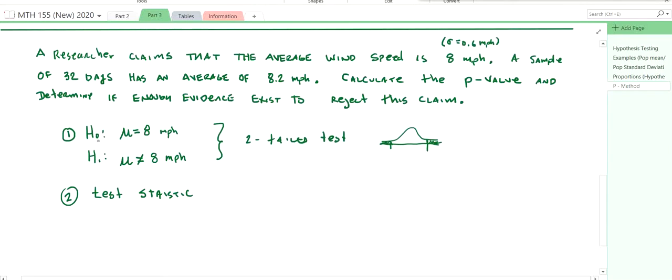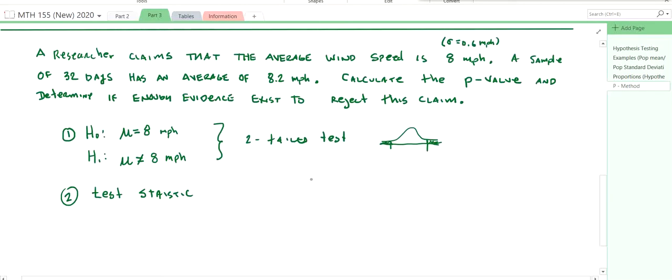Well, we set this up the same way we set up our hypothesis testing in the past. We start out with step 1, come up with a null hypothesis. And of course, the claim is 8 miles per hour, so the mean equals 8 miles per hour is our null hypothesis. Our alternate hypothesis is going to be a two-tailed test, where it could be either greater than or less than. So it does not equal 8 miles per hour.